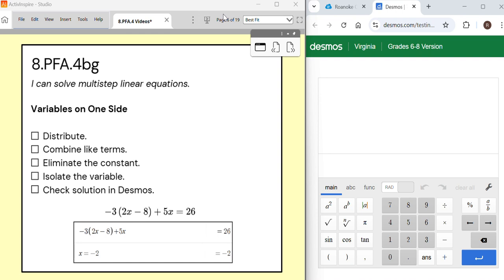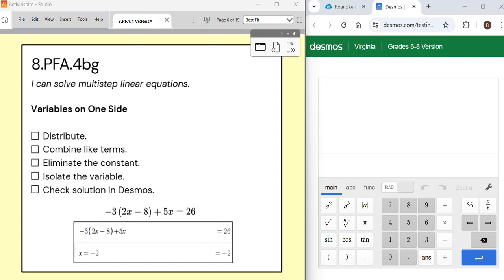Okay? Now, I'm not going to show you how to solve these longhand because that'll take way too much time for the video, but we will show you how to check them in Desmos. So -3 parentheses 2x minus 8 plus 5x equals, and we went through all of the numbers, we're checking the solution we found if we solved it, okay, gives us 26. So this matches. That's how we know that we've gotten it.